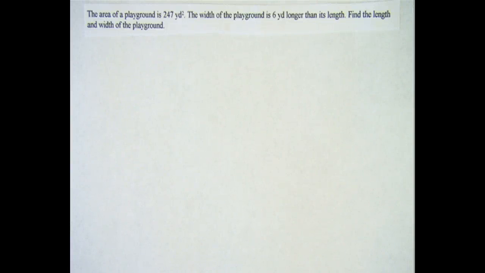The area of a playground is 247 square yards. The width of the playground is 6 yards longer than its length. Find the length and width of the playground.